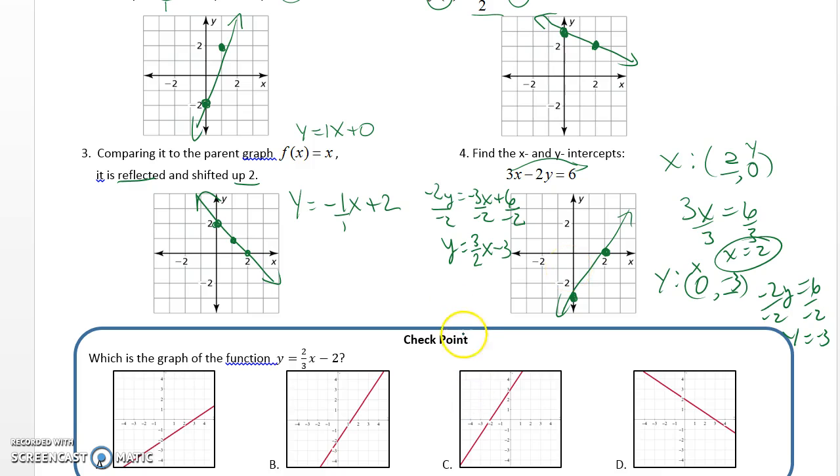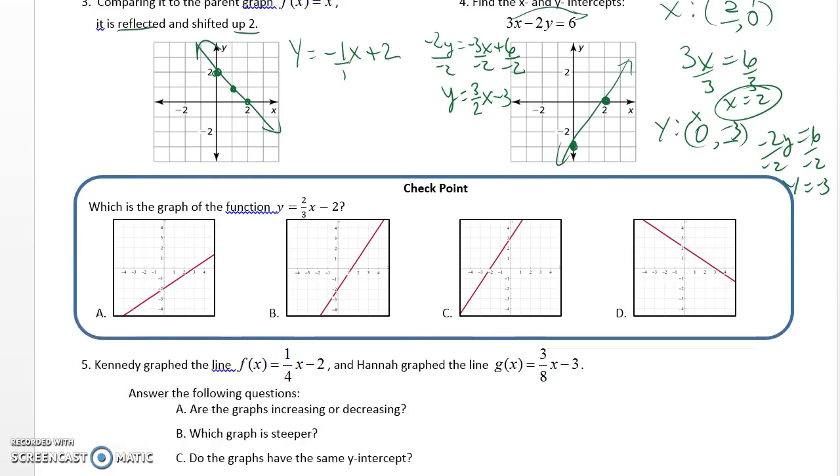At this point, you are going to do the checkpoint, and the video will stop, and then you'll restart it once your checkpoint is finished.